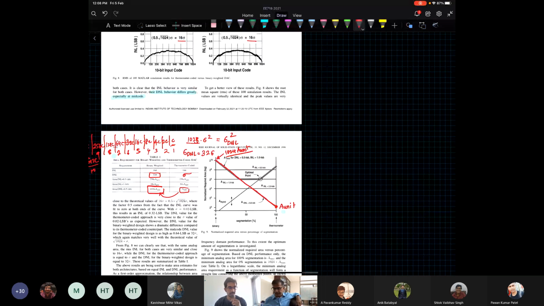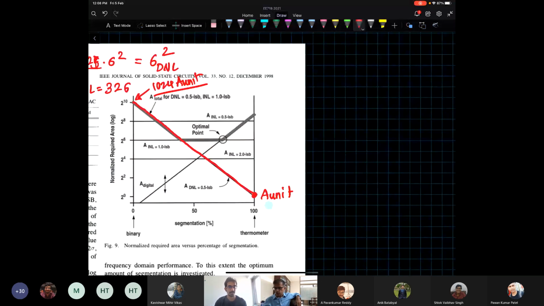Exactly. And that digital area that we can see here is going up. That digital area will go up like this. Not the overall digital area, the overall area of the DAC will be the summation of everything. So it will look like this. You kind of want to land at this point, because this gives me really good performance and you're pretty much close to the minimum area for a given spec.